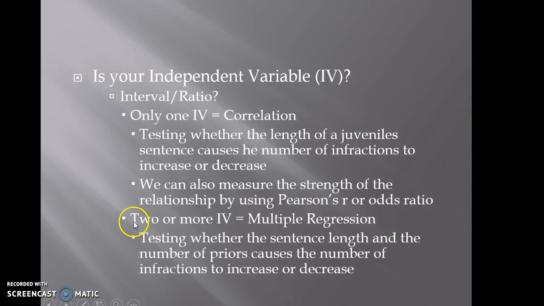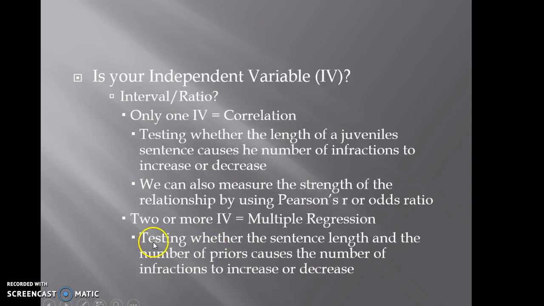Now, if you have more than two independent variables, you have to use multiple regression. An example would be testing whether the sentence length and the number of priors cause the number of infractions to increase or decrease.